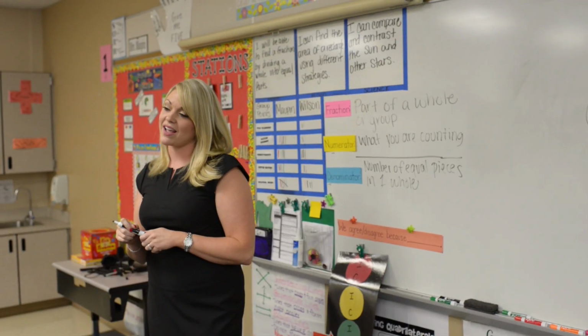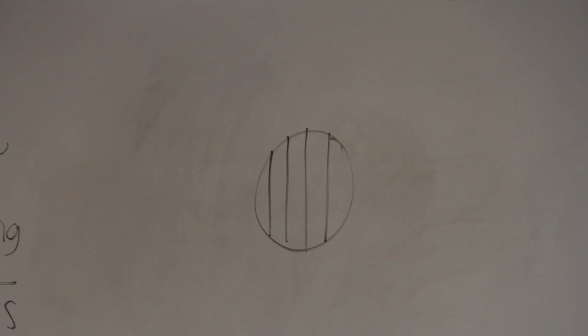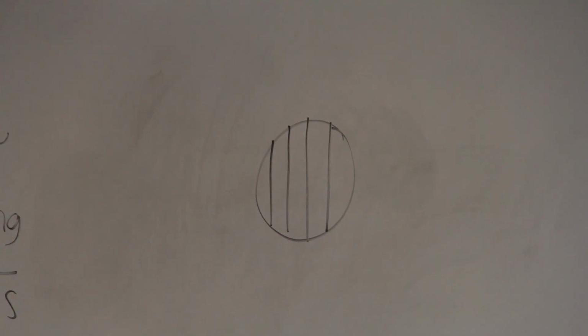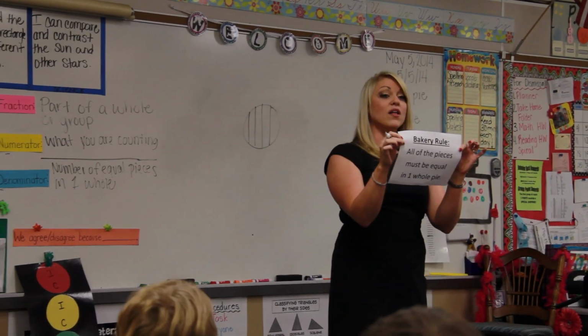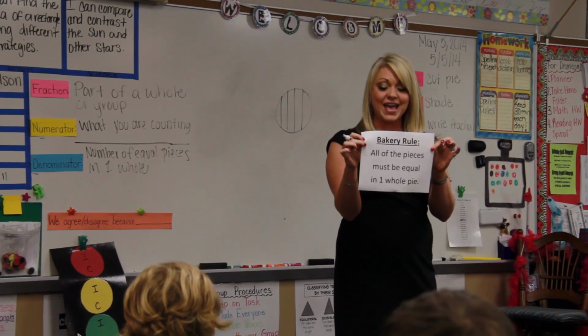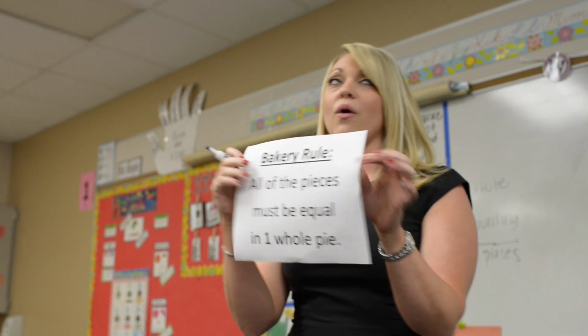What's wrong, Brianna? They have to be equal or else no one would have an equal share. And it was funny how quickly so many of the kids were raising their hands to say, no, Mrs. Maupin, you did that wrong. There has to be 5 equal shares. Can you say that with me? All of the pieces must be equal in one whole pie.